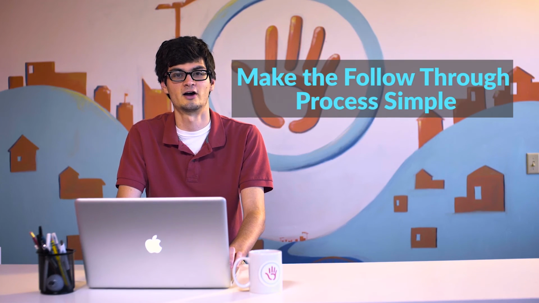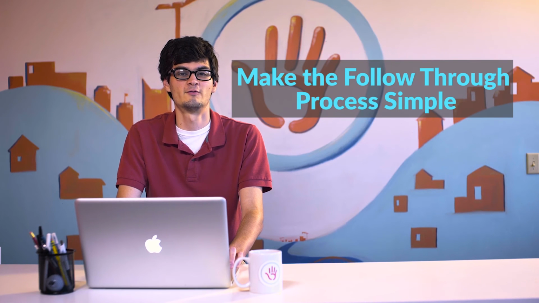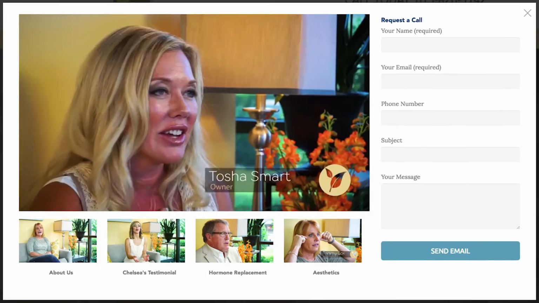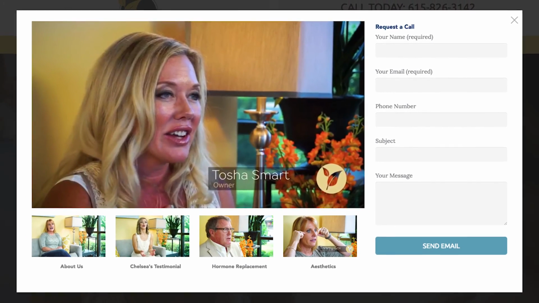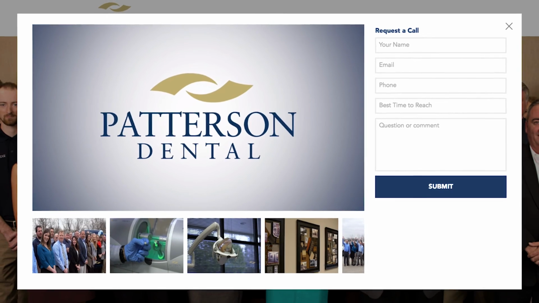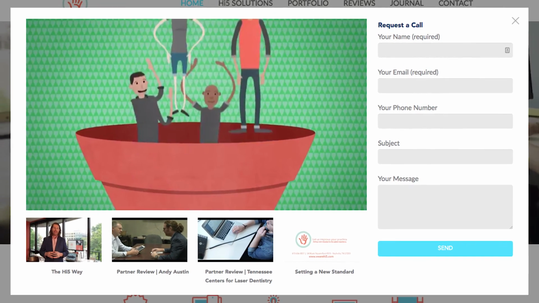Lastly, make the follow-through process simple. Wouldn't it be awful to design an awesome CTA and have your patients click on that CTA just to watch them bail at the last possible second because the action itself was too complicated or too involved? The answer to that question is yes, that would be terrible. Make sure that your follow-through process is simple, that way all your work isn't done in vain.